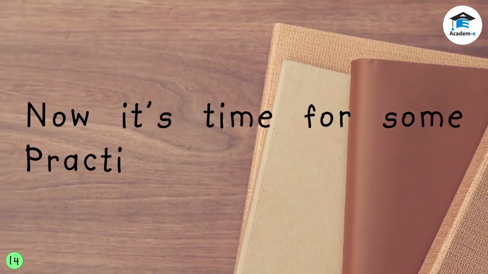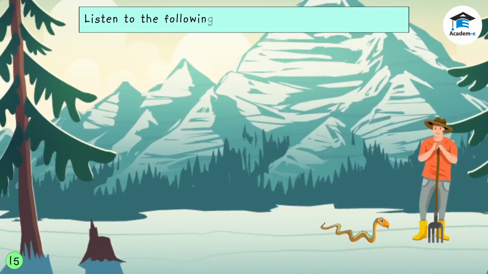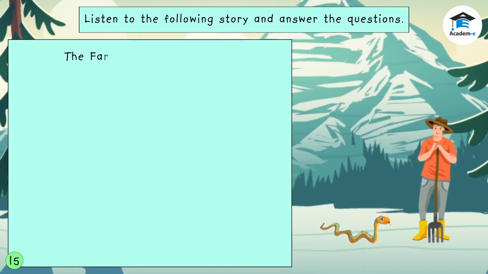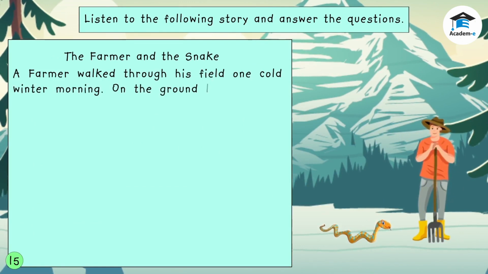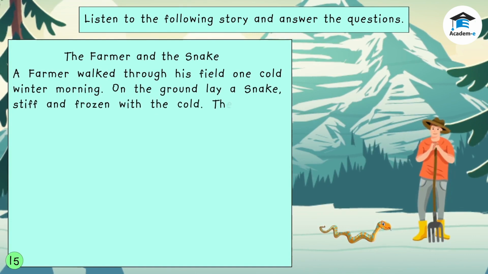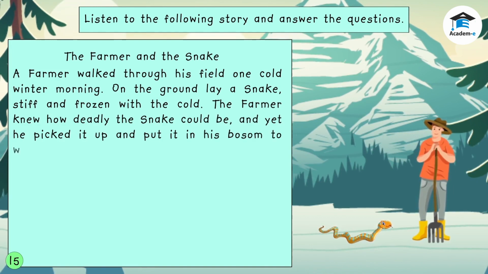Now it's time for some practice exercises. Listen to the following story and answer the questions. The Farmer and the Snake. A farmer walked through his field one cold winter morning. On the ground lay a snake, stiff and frozen with the cold. The farmer knew how deadly the snake could be, and yet he picked it up and put it in his bosom to warm it back to life.